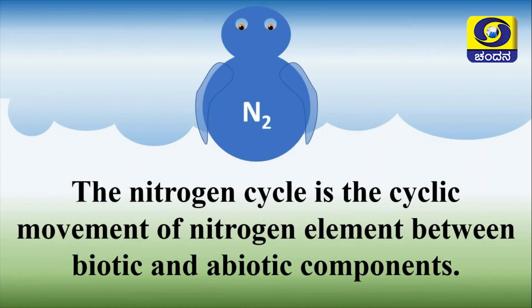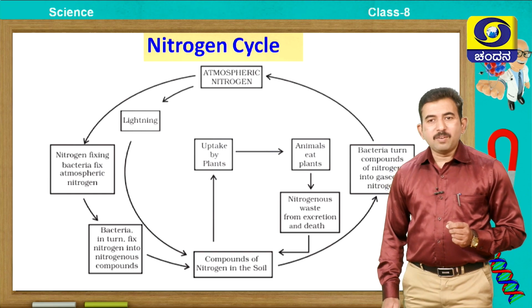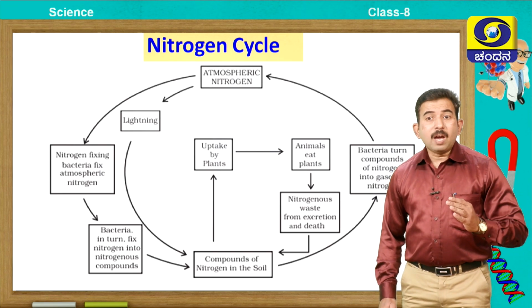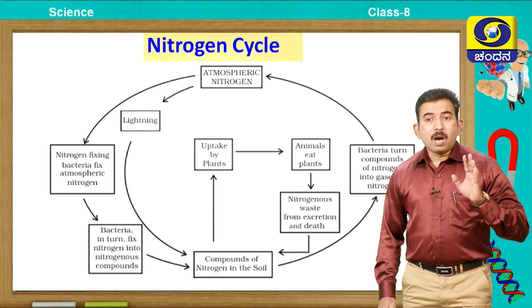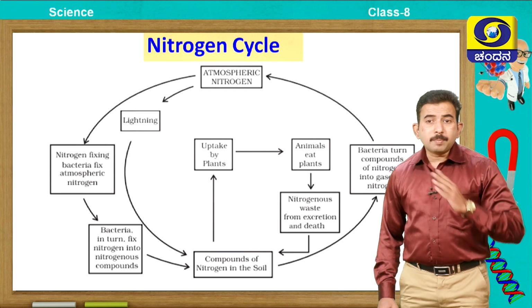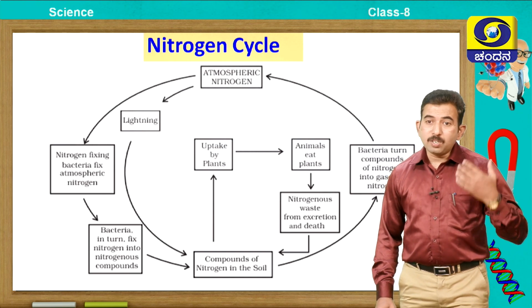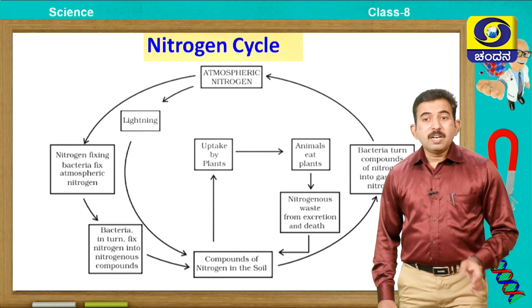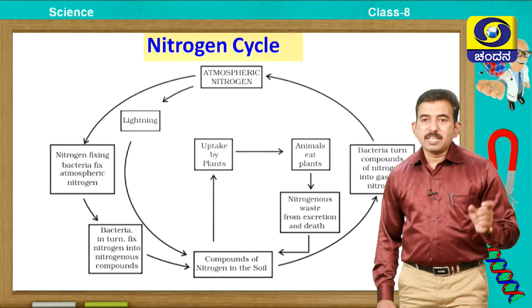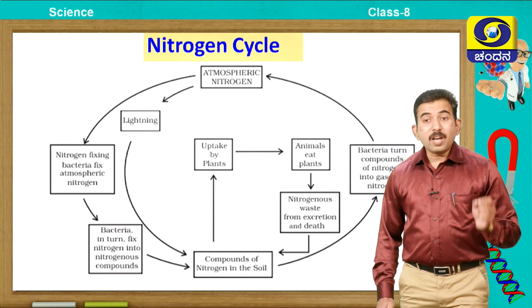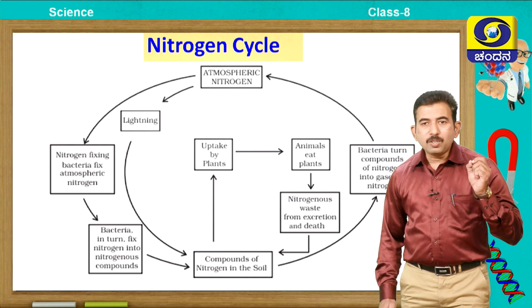The nitrogen cycle is the cyclic movement of nitrogen element between biotic and abiotic components. All of you have seen the video? Students, till now we have studied harmful microorganisms, different types of diseases caused by microorganisms in plants, animals and even human beings, and also different methods of food preservation, nitrogen fixation and nitrogen cycle. Now, are you ready to answer a few MCQ questions?